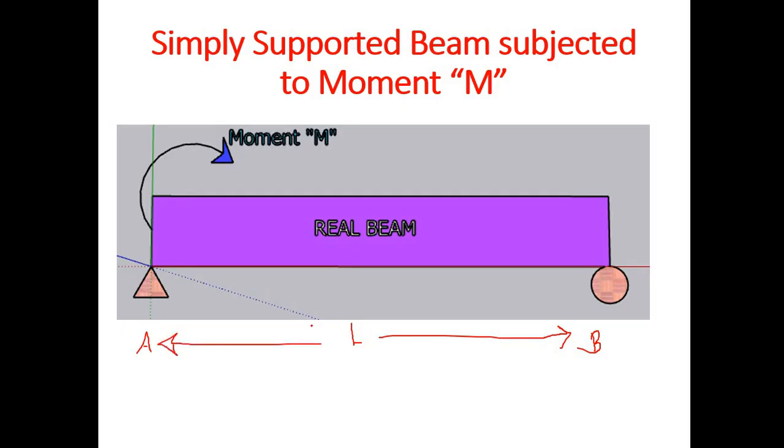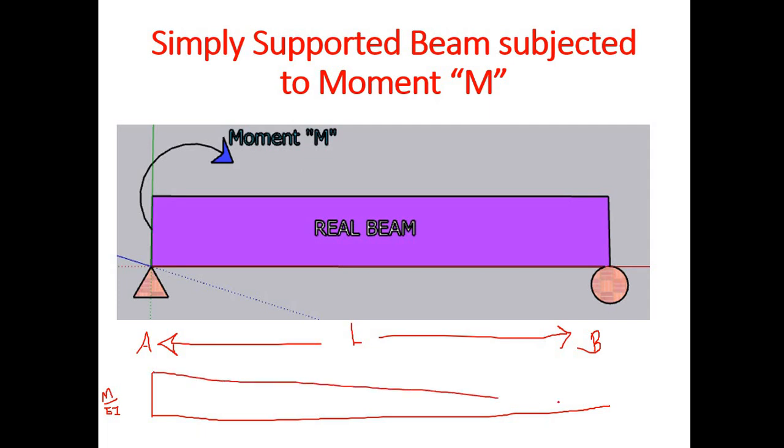Now here we have to draw the bending moment diagram first and divide it by flexural rigidity EI. So the bending moment diagram will be something like this. Here you draw a line. At this location you have the bending moment as M by EI. Now this triangular diagram is the bending moment diagram for the real beam.